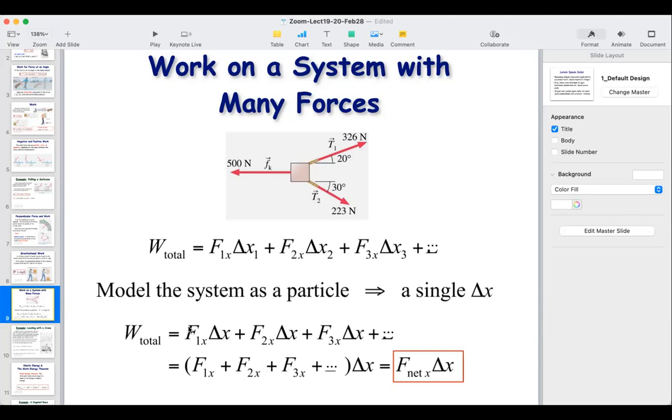So essentially we have the x component of the force 1 times delta x, plus the x component of the force 2 multiplied by delta x, plus the x component of the force 3 multiplied by delta x, and so on, depending how many forces there are. So if you do this, you can bring delta x outside, and so you can just do the net force along x multiplied by delta x.